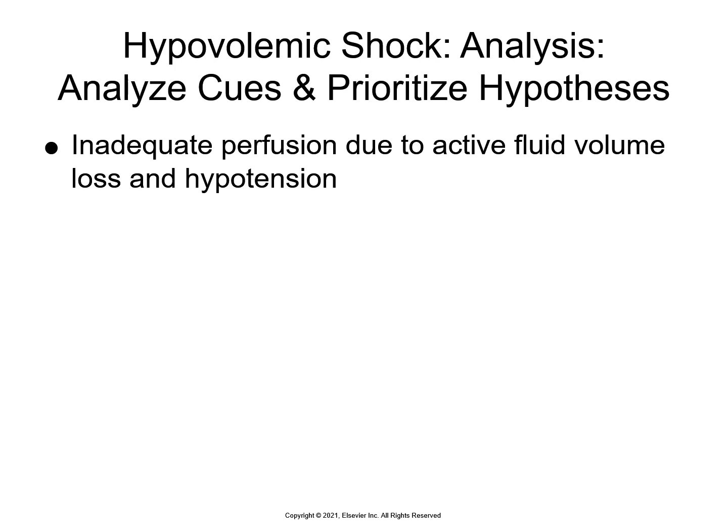So if we have recognized our cues, then we're going to be thinking about what do we need to do? What is our major goal here? And what are we going to be looking for? What are we trying to correct? We're trying to correct this inadequate perfusion due to active fluid volume loss and hypotension. That is what we are trying to fix.